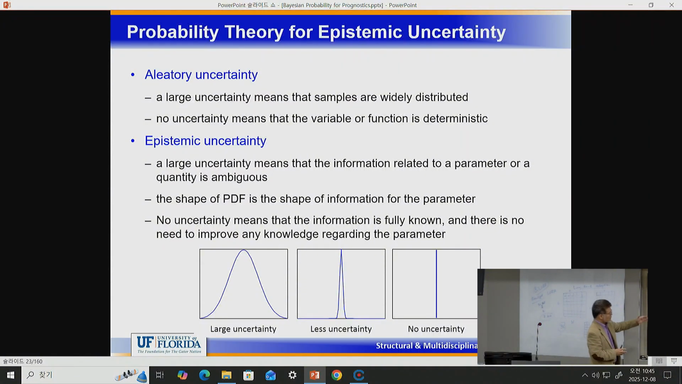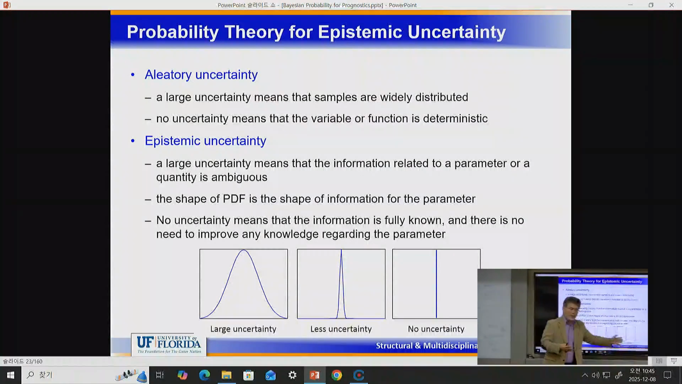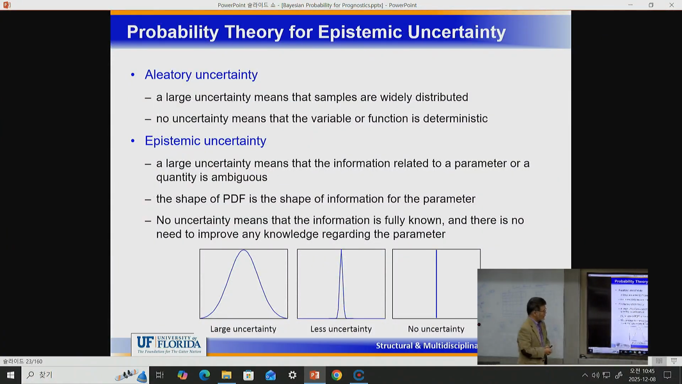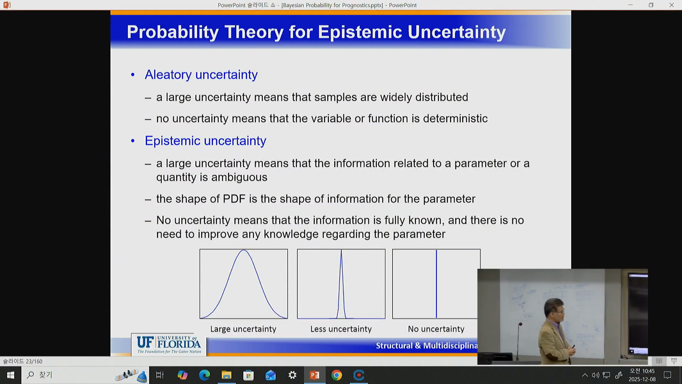Epistemic uncertainty, I want you to look at the figure on the left. If I don't know about the variable, then I will have a large uncertainty. And if I have a perfect idea, then it will become a sharp Dirac delta type function. And if I have a better understanding, then it has less uncertainty. So that's the way we represent epistemic uncertainty using probability theory. And I'm emphasizing this is not the universal viewpoint of the problem. This is my perspective, and I interpret the PDF as the shape of my knowledge.